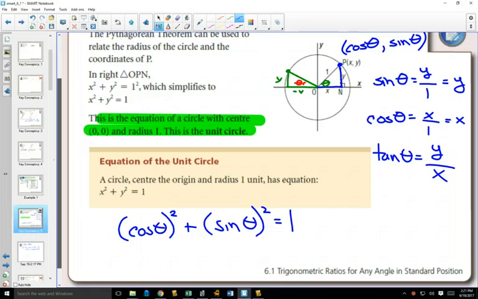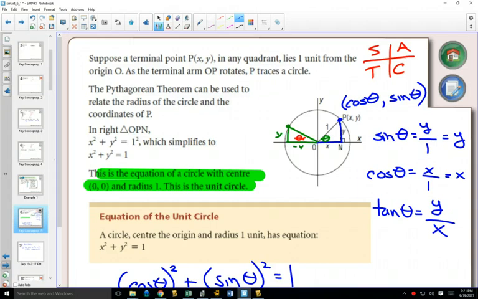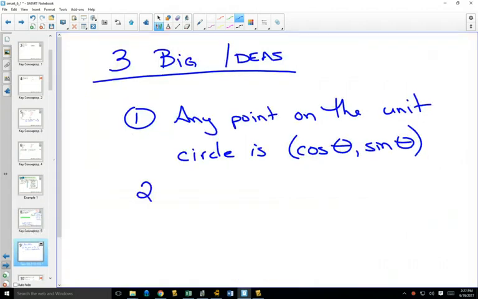Now, on your formula sheet, mathematicians don't like writing brackets because it takes too much space. So when they decided how to write this, they decided to write the squared inside. And for whatever reason, sine is usually written first. So instead of writing sine theta all squared, we put the squared in between sine and theta. Plus, same thing with cos, put the squared in between the cos and the theta, equals 1. And this is big idea number 2.